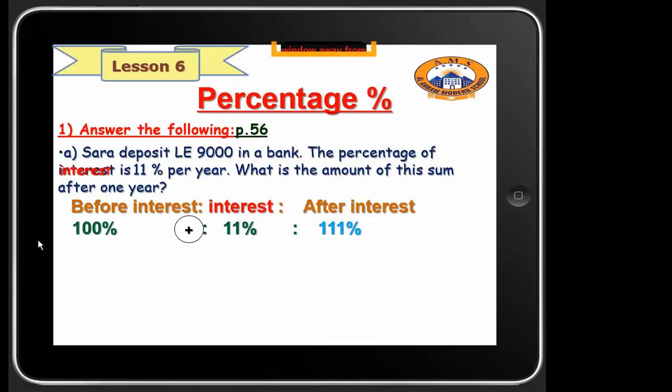Now I'm going to search for my third line, which is the amount. But before that, what he wants you to find, is it before or after? He told you the amount of the sum after 1 year. So where is my question mark? Shall I put it before or after? After. Very good. So my question mark is going to be below the after interest.